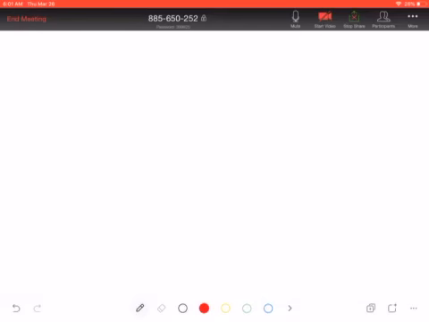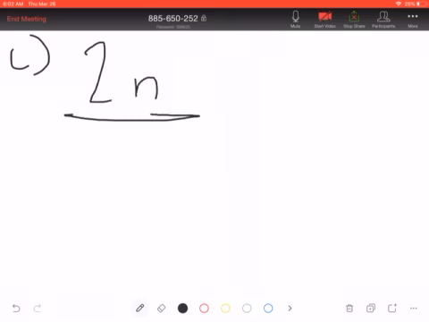Let's go look at C now. C says, if the box contains 2 cups of nuts, what percentage of the box is nuts? So we've got 2 nuts, right, or 2 cups of nuts. If you go back and look, the total amount in each box is 8 cups.